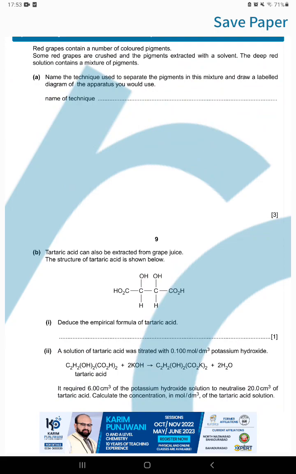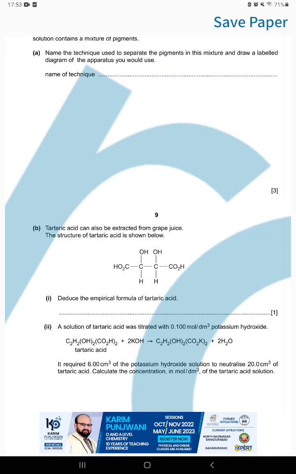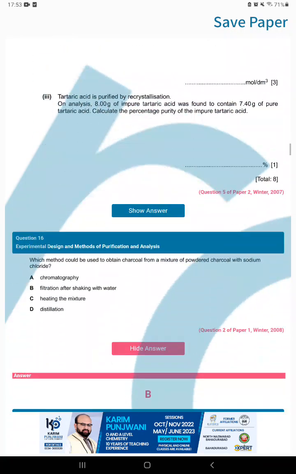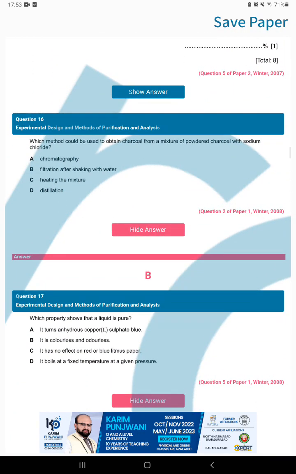This is a P2 question. In this video I'll just be showing you the P1 questions, which are the MCQs. Which method could be used to obtain charcoal from the mixture of powdered charcoal with sodium chloride? Chromatography, filtration after shaking with water, heating the mixture, or distillation?